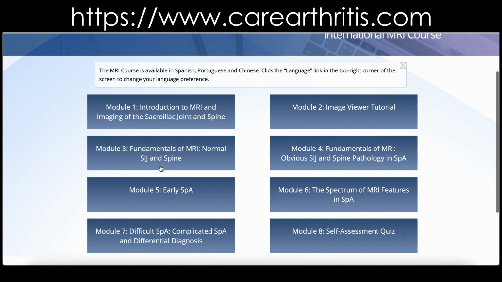And I would encourage you to learn how to interpret MRI sufficiently that you can engage in an informed dialogue with your radiologist. I hope very much that this will be helpful to you and to your patients.